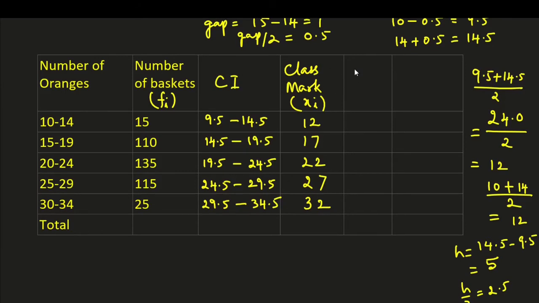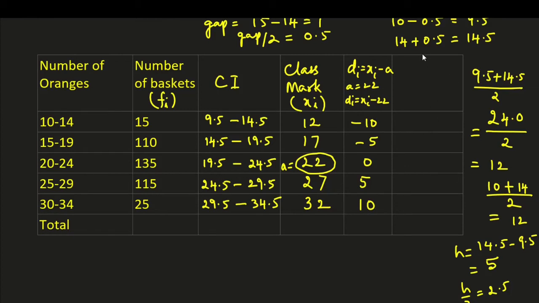Now we have to take the deviations. di is equal to xi minus a. Out of these class marks, we have to choose one assumed mean. Here the middle one is 22 and it has the highest frequency. So it is better to choose this one. So this is the assumed mean. A is 22. So di is equal to xi minus 22. Here 12 minus 22, we get minus 10. 17 minus 22, minus 5. 22 minus 22 is 0. 27 minus 22 is 5. 32 minus 22, we get 10.